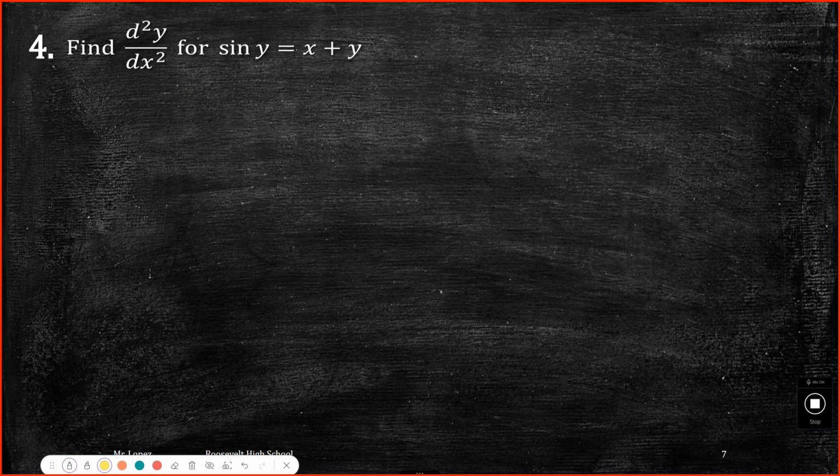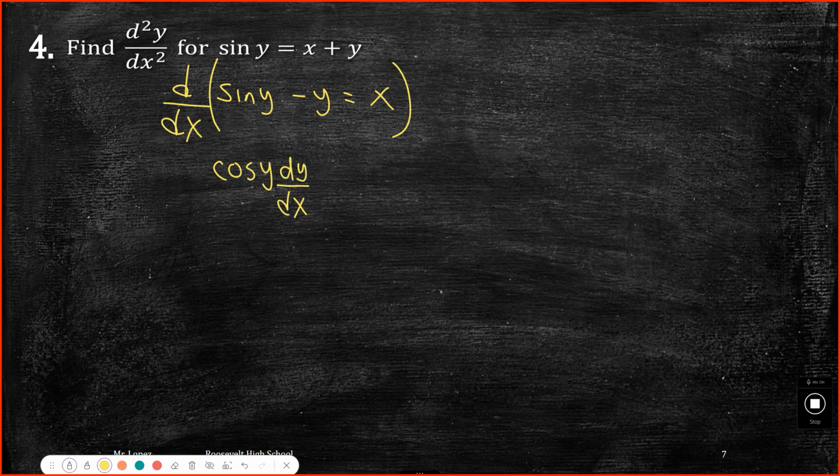From the beginning, I'm already going to move that y over to this side. I don't know why, maybe that's just the way I want to do it, and then do d dx of it. You don't have to do it this way. And now we take the derivative of this, and that would be cosine y dy dx minus dy dx equals 1.